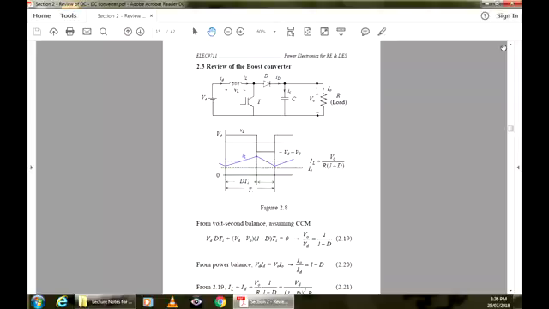Now, how does it operate? Again, we start with a PWM duty cycle where this is DTs and this is (1 minus D)Ts. The pulse width modulator will produce that. Now, when the switch is on, what happens to the inductor current?